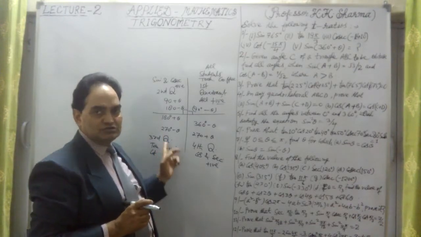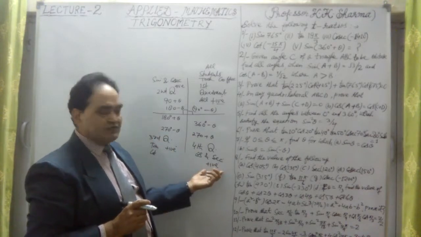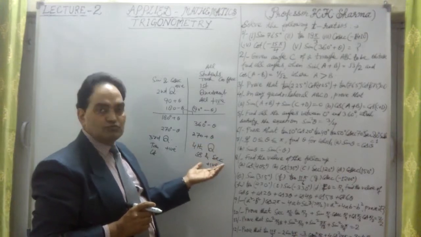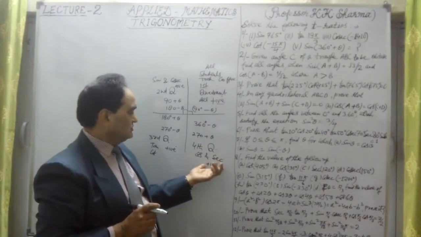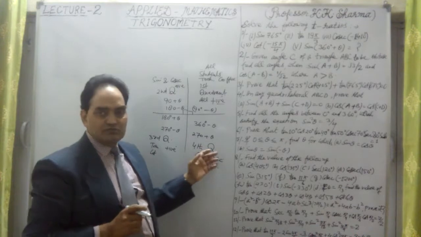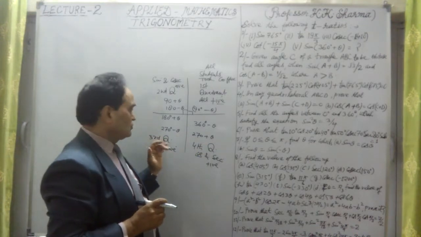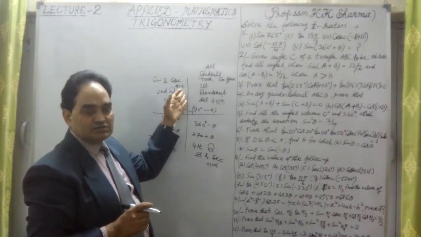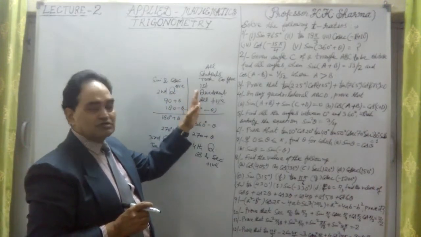So tan and cot are positive in the third quadrant, and coffee means cos theta and secant theta, the reciprocals of each other, are positive here. So cos and sec are positive in the fourth quadrant, tan and cot positive in the third quadrant, sin and cosec are positive in the second quadrant, and all are positive in the first quadrant.